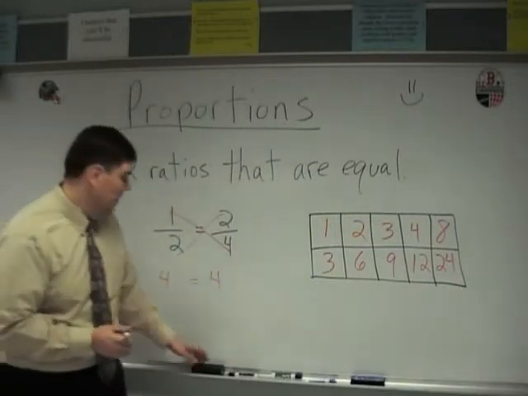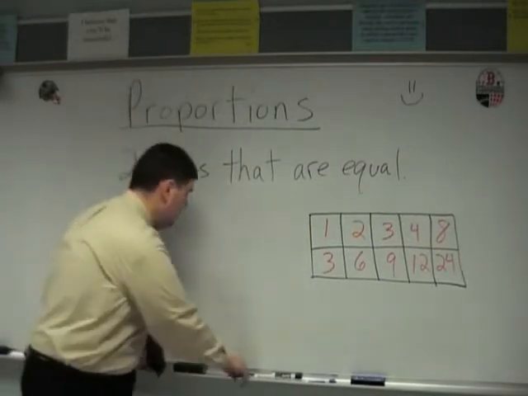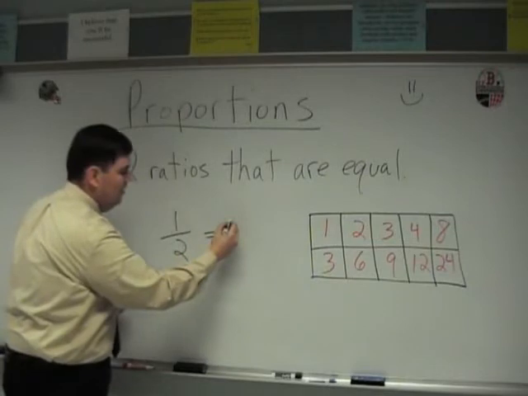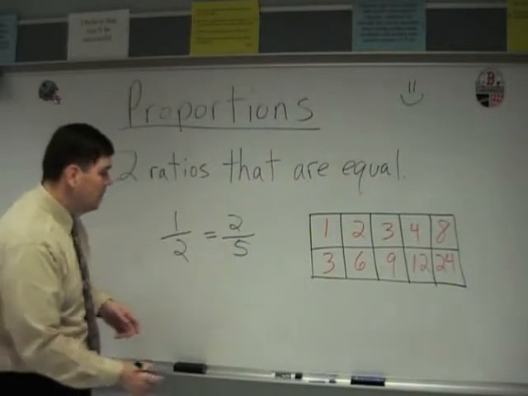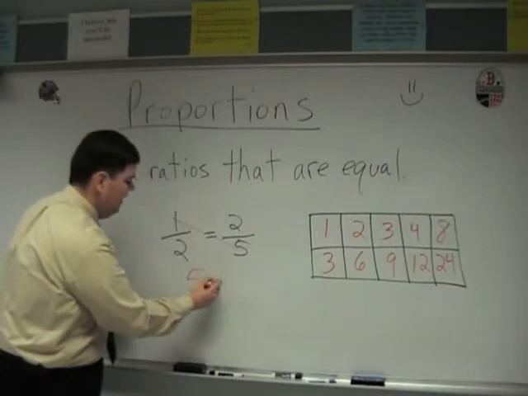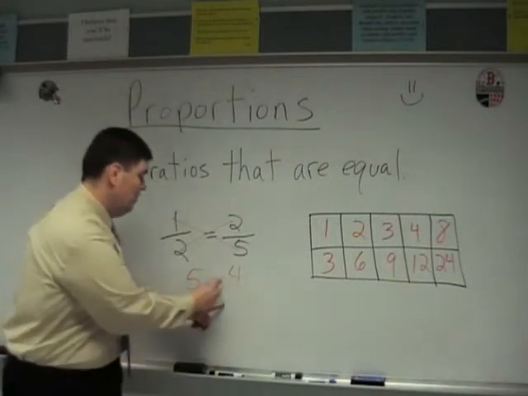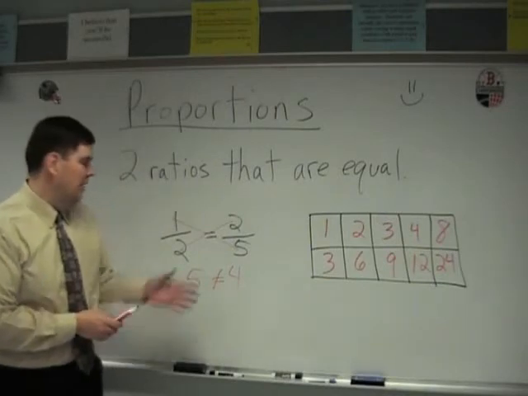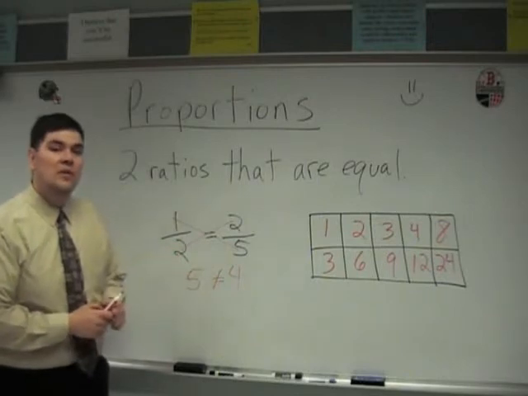If they did not equal, if I asked you if this was a proportion, and I gave you 1 to 2 is equal to 2 to 5, we could check to see if it is a proportion by cross multiplying. We would say 1 times 5 is 5, 2 times 2 is 4, 5 is not equal to 4, and as a result, these are not proportional. Okay? That's how we can check to see if they're proportional if we are given all 4 numbers.